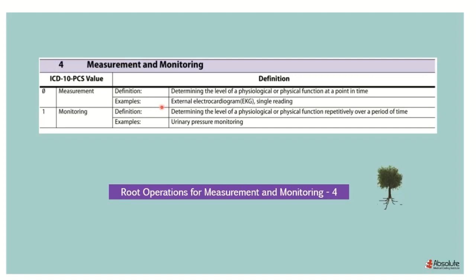An example of measurement, a function at a point of time: an EKG does that, and that's a good example of measurement. Now, monitoring: urinary pressure monitoring is an example. A urinary pressure monitoring would be something like a voiding cystourethrogram, where they repeatedly measure the function of your bladder. And ladies and gentlemen, these are your root operations for measurement and monitoring. Section 4.